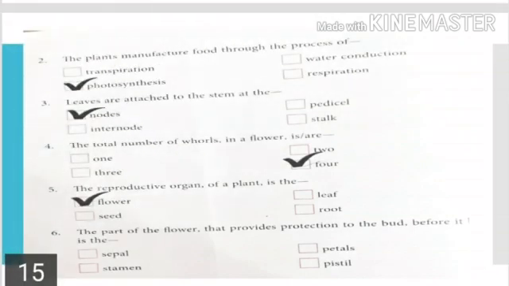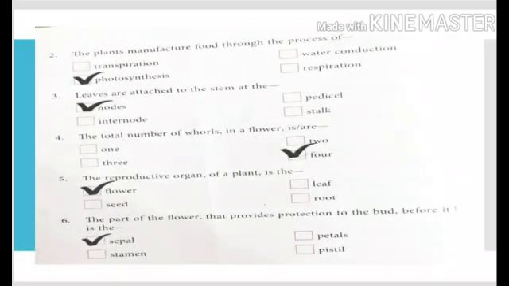Number 5. The reproductive organ of a plant is the flower. Now number 6 and the last one, the part of the flower that provides protection to the bud before it blooms is the sepals. Sepals are that part of the flower. This is all about the back exercises, dear students.